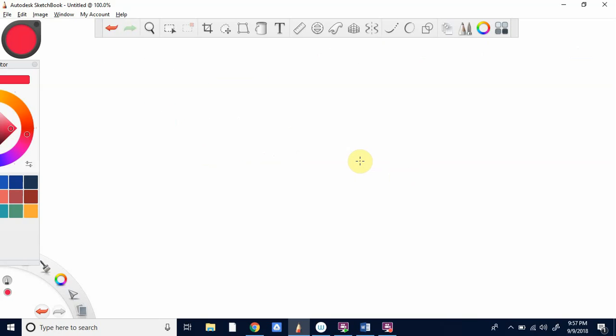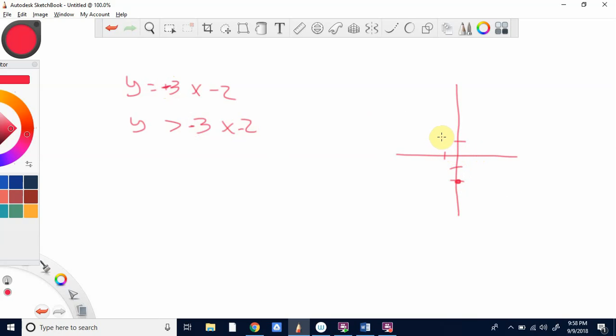Now let's talk about the boundary. What is the boundary? Let's look at a graph and graph y equals negative 3x minus 2 and y greater than negative 3x minus 2. We're going to start with the y-intercept. Go down 1, 2, and to the left 1, so it would be here.